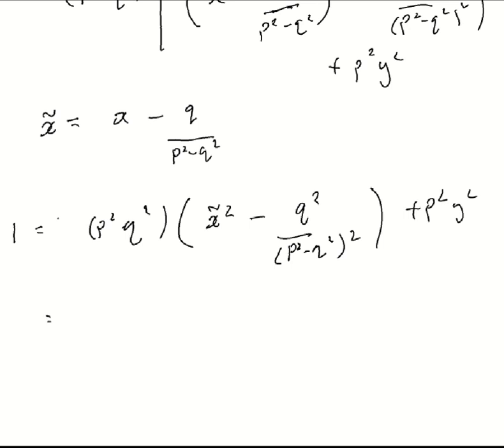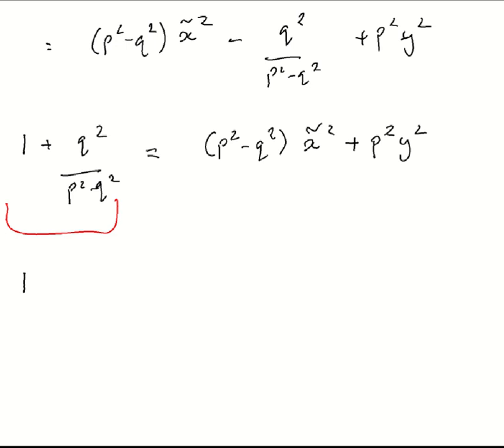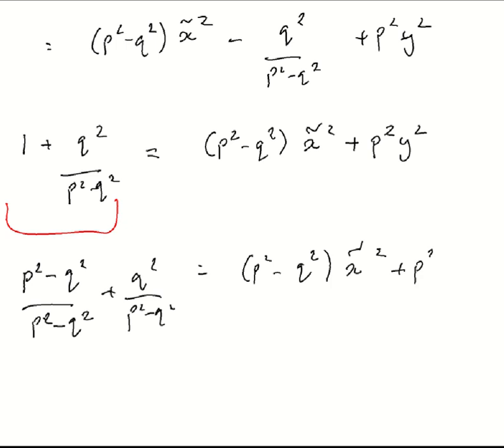Now do expansion. Minus q squared over p squared minus q squared plus p squared y squared. Okay, bring the constant term over, so we have 1 plus q squared over p squared minus q squared equals, now we're getting very near to the Cartesian form of our ellipse. Let's just sort this bit out first. That's quite nice, because what have I got? I've got p squared minus q squared over p squared minus q squared plus q squared over p squared minus q squared equals p squared minus q squared plus p squared y squared.